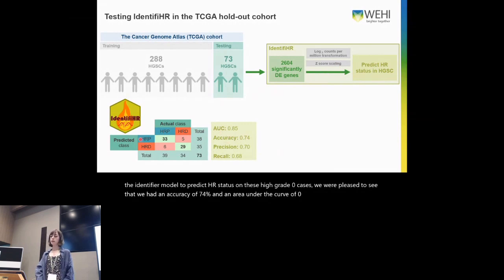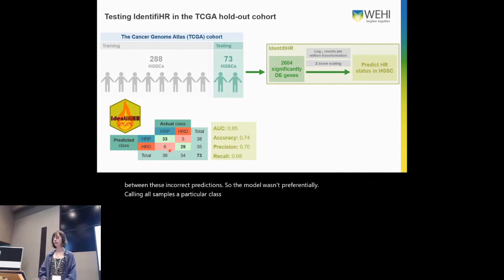What we were also pleased to see is that when our model incorrectly predicted a class, there was a fairly even balance between these incorrect predictions. So the model wasn't preferentially calling all samples a particular class, which was quite nice to see.